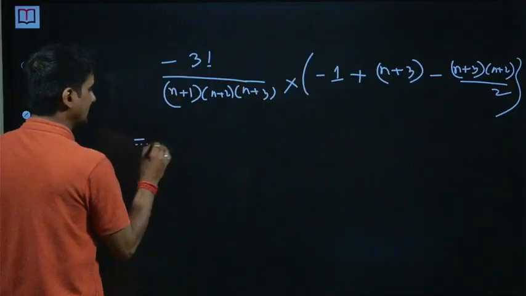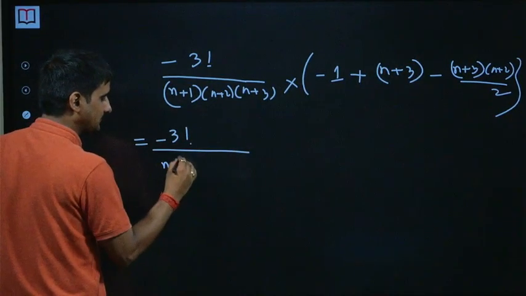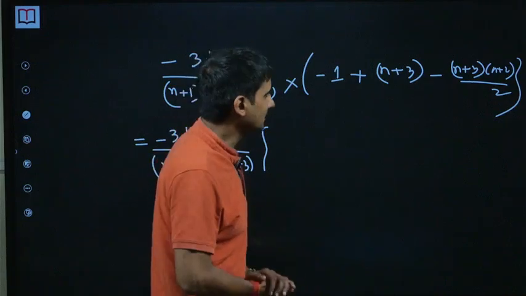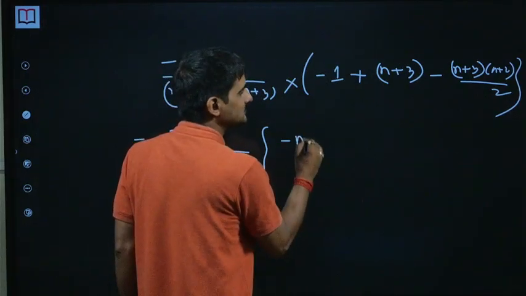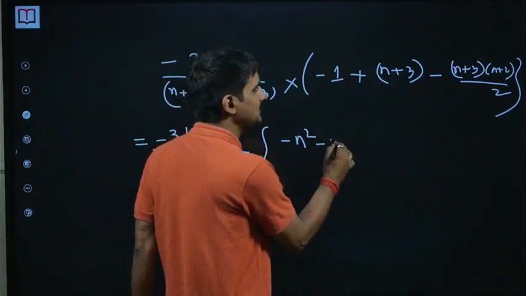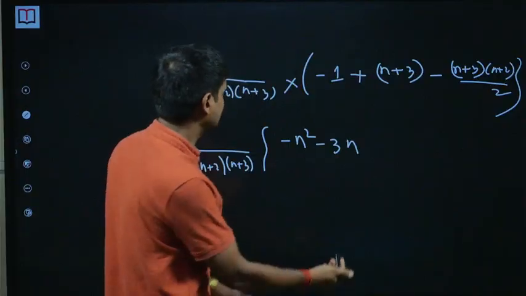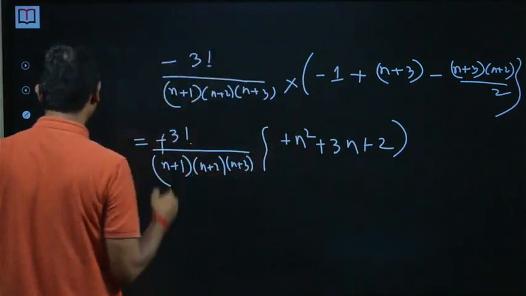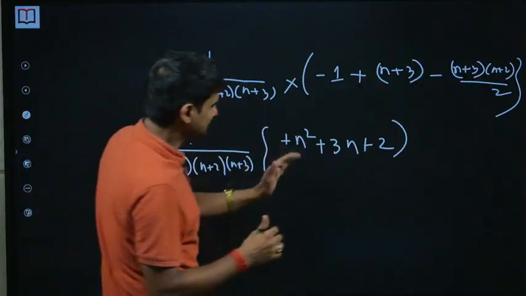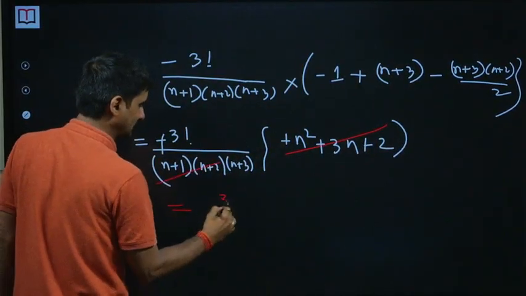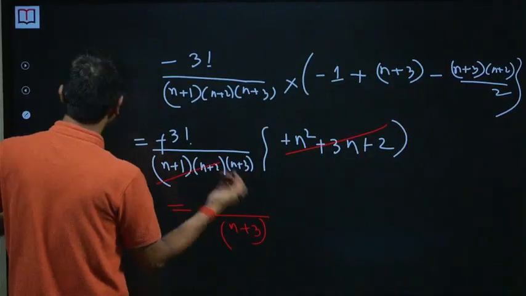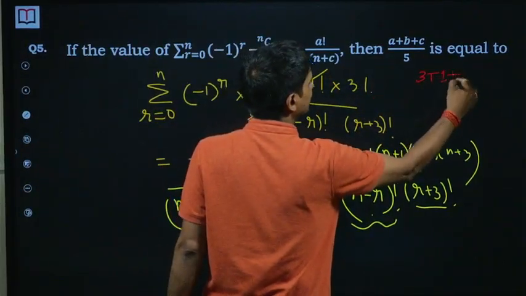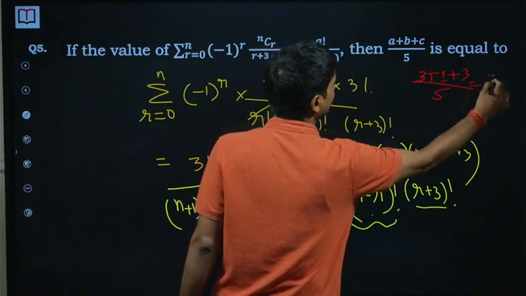Let's simplify. So minus 3 factorial over (n+1)(n+2)(n+3). So we need to simplify it. Of course we can. We get minus n square minus 5n plus minus 3n. Minus 6 plus 6 is gone, minus 2. Okay, fine, good. So this is minus gone, and that's it. n square plus 3n plus 2 is nothing, so that's what we got. So 3 factorial upon n plus, you just compare it. So a is 3, b is 1, c is 3 by 5, so it's 7 by 5.